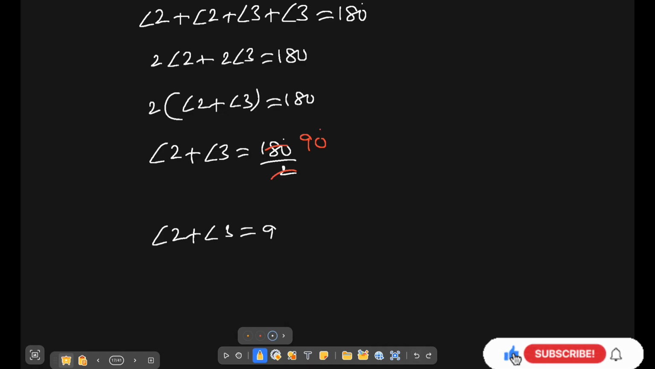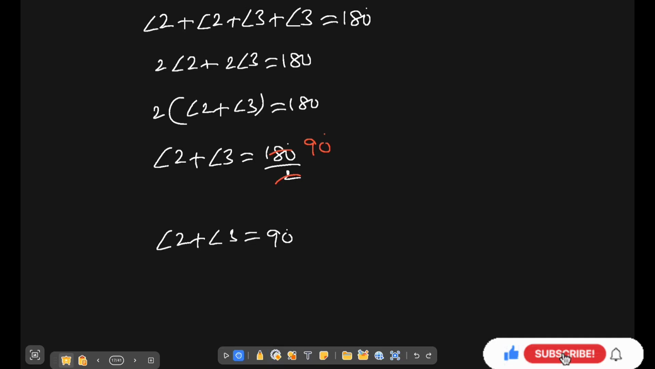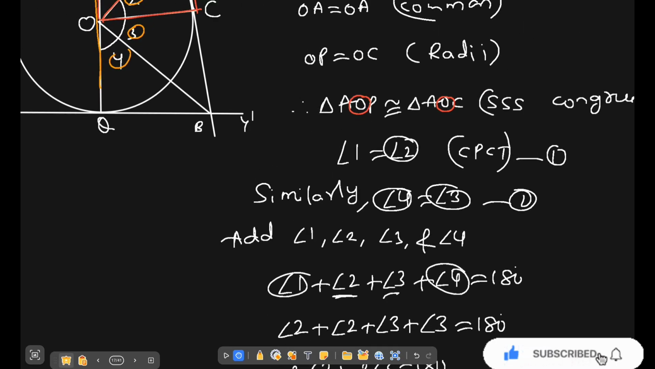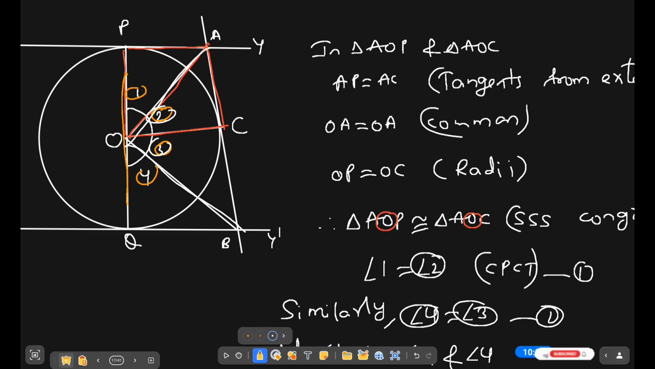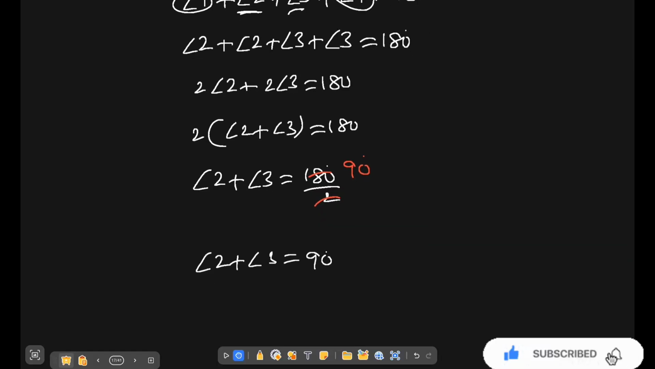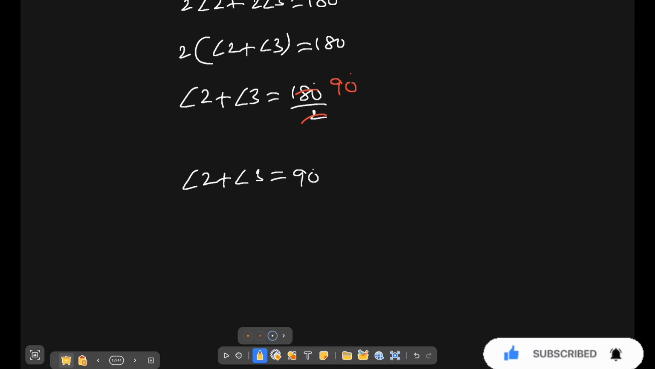What is angle 2 plus angle 3 in the figure? In the figure, angle 2 plus angle 3 is equal to angle AOB. So this total is angle AOB. Therefore, in place of angle 2 plus angle 3, you can write angle AOB. Therefore, you can say that angle AOB is equal to 90 degrees.